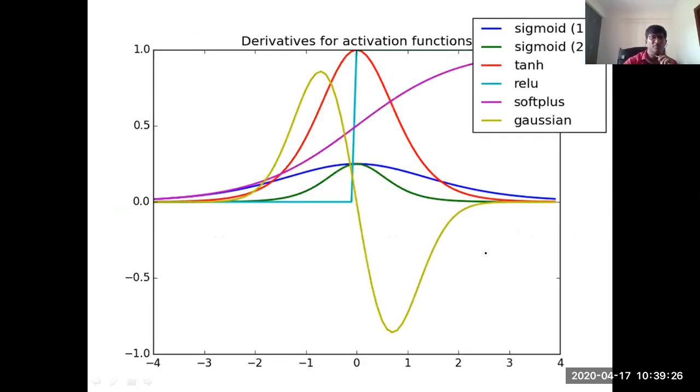So this is just a small comparison between the various kinds of activation functions, which should give you some insight into them. I hope you are able to understand what all activation functions are used for neural networks. Thank you for this lecture.